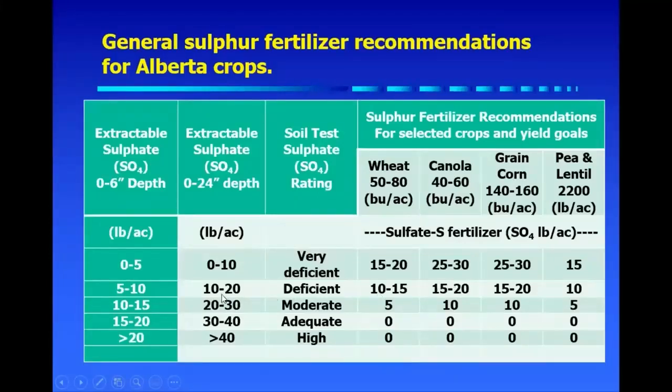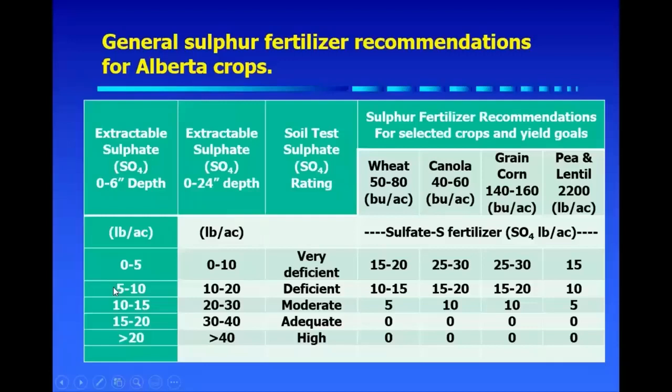But the other thing is, after you look at how much sulfur is in the 0 to 24 inch depth, the next thing you want to do is look at what your sulfur level is in the 0 to 6 inch depth. You might have lots total in the 24 inch depth, but you might be deficient in the topsoil. And if you are, then you need to be putting in some sulfur fertilizer to get that crop off to a good start initially in the spring until the roots get down to the subsoil and tap into the sulfur in the subsoil.